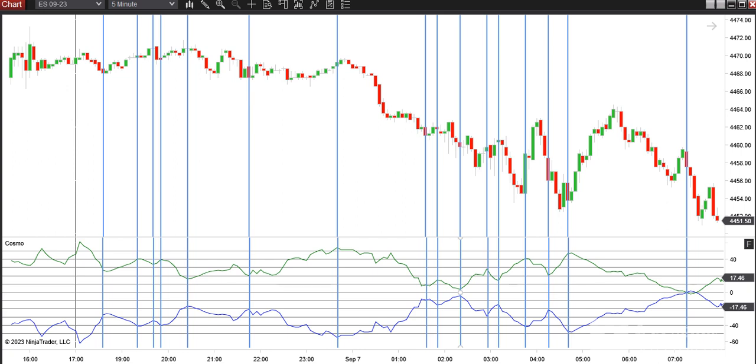Everybody, September 7th, 2023, Thursday morning. I'm going to take a look at the Cosmodyne and show one use of the Cosmodyne chart. This is the ES on the 5-minute chart. Right now the Cosmodyne is set up to work on a 1-minute or a 5-minute.